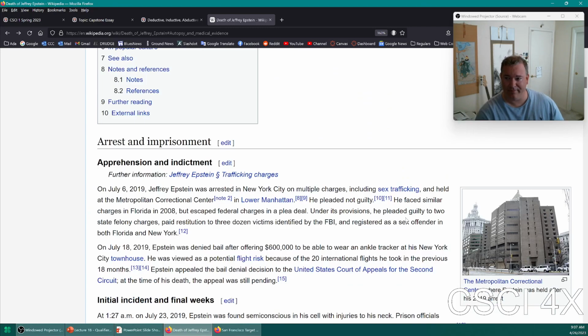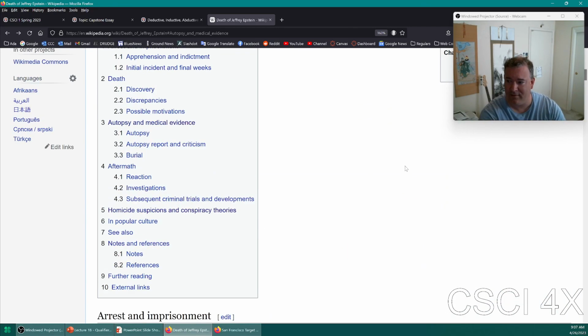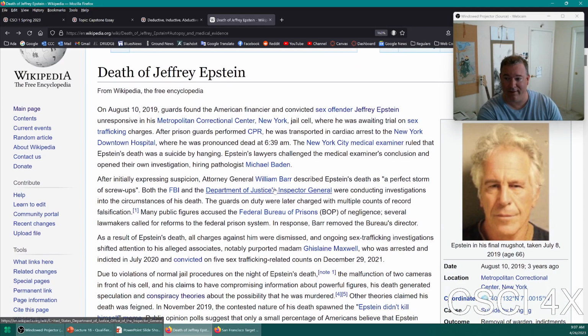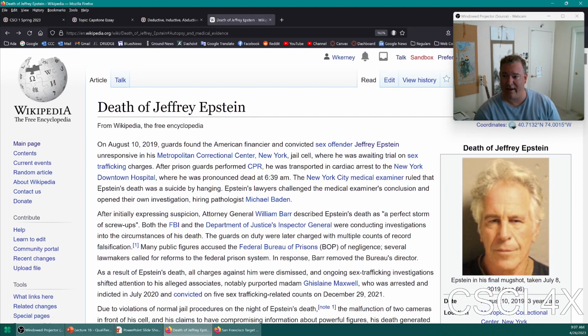So I'm not actually suggesting that he was murdered, but it is, for the purposes of a capstone essay, an open question, right? And you can present the primary data. Here's the autopsy reports. Here are the competing autopsy reports. One saying suicide, one saying murder. And you can talk about the cameras. You can talk about the guards and all that other stuff. And then at the end of the day, you can present your conclusion saying, I'm 40% confident that he was murdered, something like that.